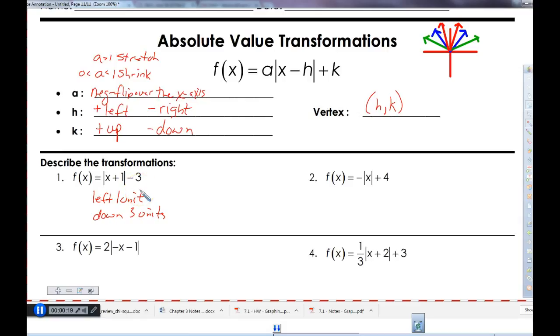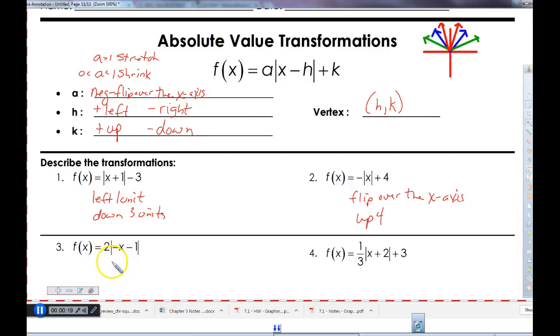All right, problem number 2. I have a negative out front, so I'm going to flip over the x-axis. So now it's going to be pointed down instead of pointed up. There is no number after the x inside the absolute value bars, so we don't go left and right. We do have a K value out here, positive 4. It moves us up 4. I'm sure you're getting the hang of this by now.